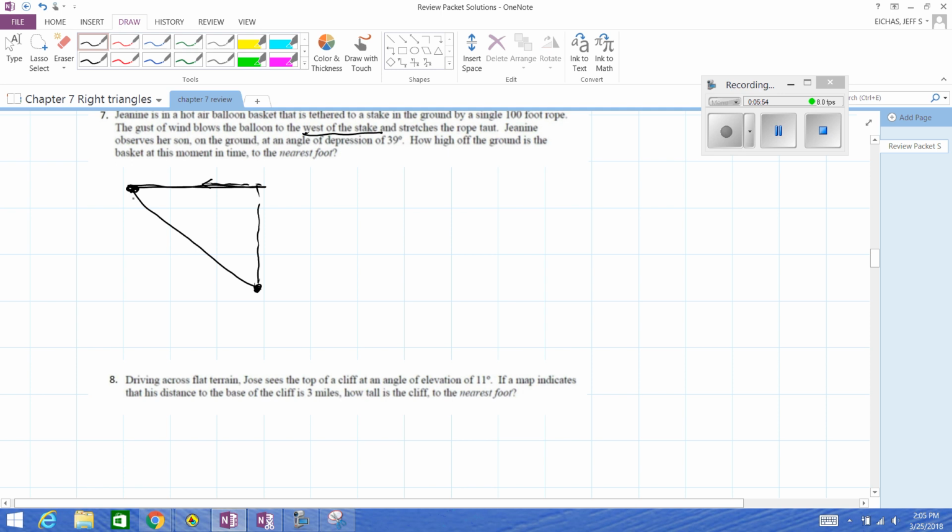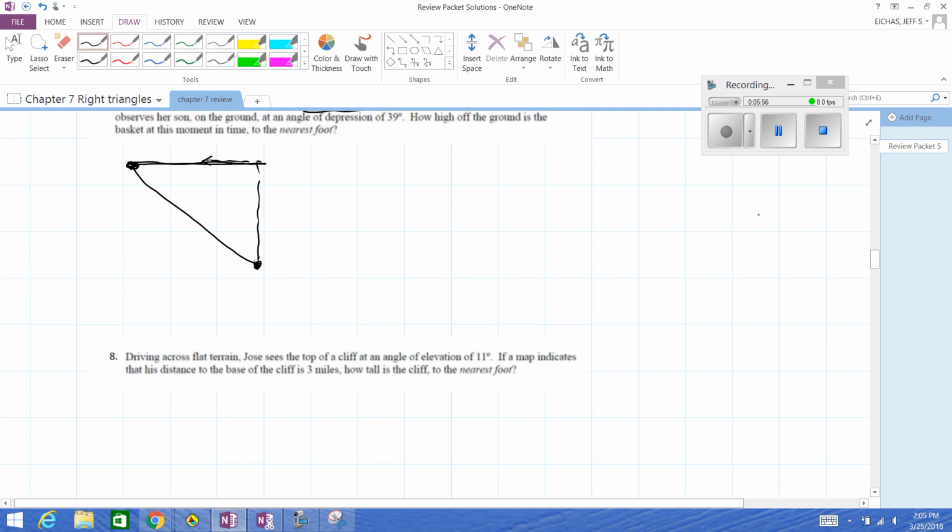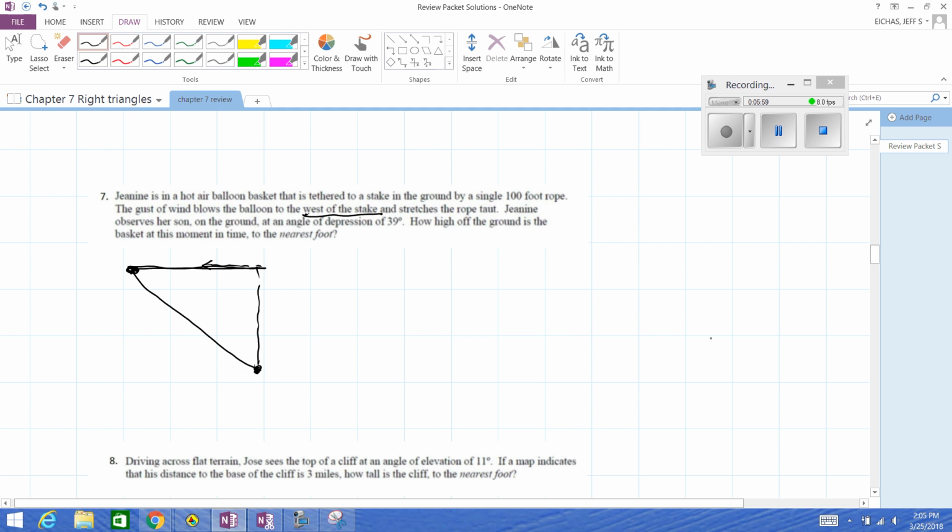Now, looking back at the bottom, it says that she's looking at somebody, her son, on the ground. Let's assume that her son's right here, and that's a right angle. They want to know how high off the ground that is. Let's call it X. It's a 100-foot rope, so that would be the hypotenuse.